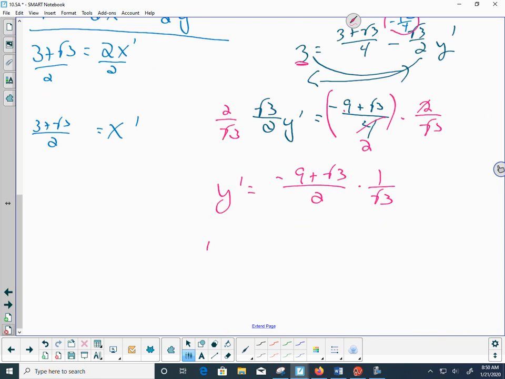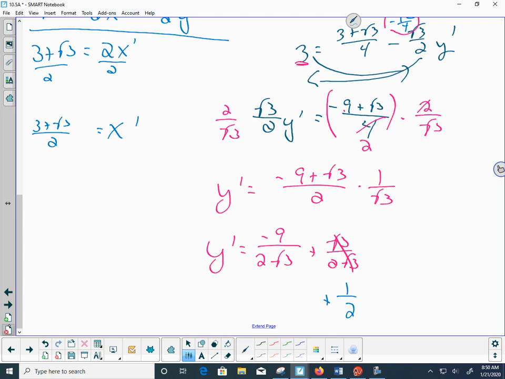When I do this, I'm going to go term by term because I think that's easier. So we have -9 over 2 times the square root of 3 plus the square root of 3 over 2 times the square root of 3. This one is easy. This is just 1/2, right?